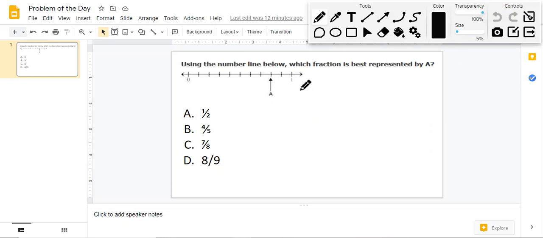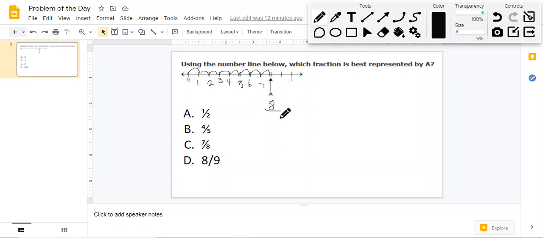And our numerator in a fraction is going to be how many jumps to get to that A. So we are doing 1 jump, 2, 3, 4, 5, 6, 7, and finally 8 gets us to A. So 8 is going to be our numerator.